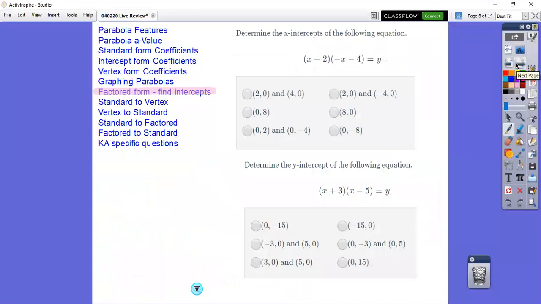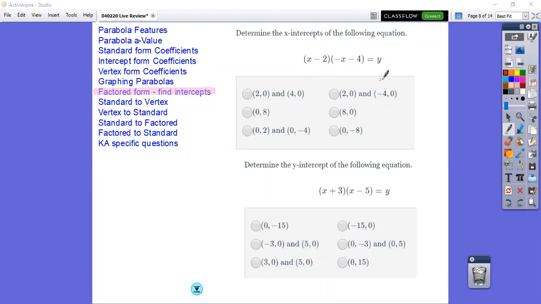These last few should go a little bit quicker because we've kind of gone over the ideas, but I know that there were a few people asking how to switch between the forms. So that's what these are going over. So we have to determine the x-intercepts of the following equation. And essentially this is finding the intercepts from factored form. So this right here that you look at is factored form.